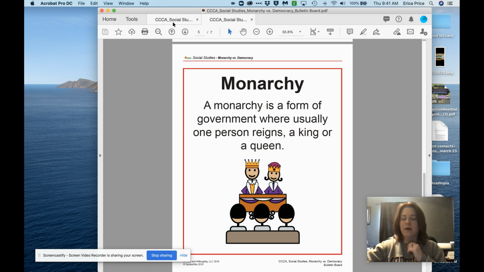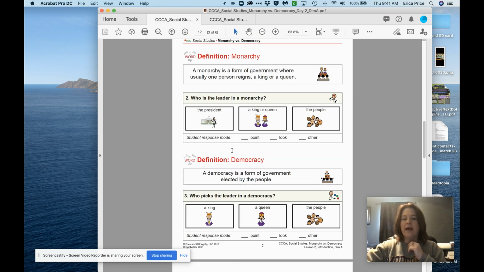That is a monarchy. So if we go back and look at question number 2, it says, who is the leader in a monarchy? You're going to want to write down the number 2 on your paper, and you're going to tell me who is the leader. Is it the president, a king or queen, or the people? Now, if you don't remember, look back up here at this definition. A monarchy is a form of government where usually one person reigns, a king or queen. So who's the leader? The president, a king or queen, or the people?